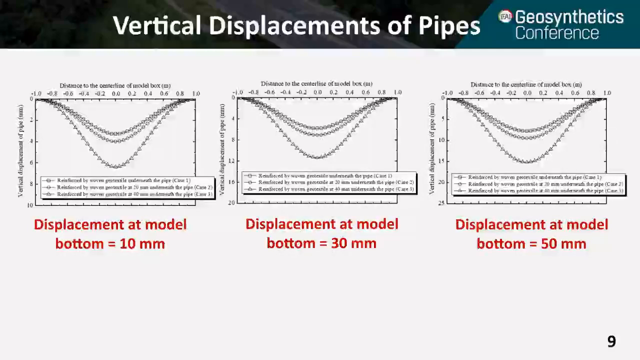The reason for that is, if you reinforce the pipe a little bit far from the pipe bottom, then the layers between the pipe and the geosynthetics, the soil layers, will still have displacement or deformation. That deformation will transfer to the pipe and enlarge the vertical displacement of the pipe.